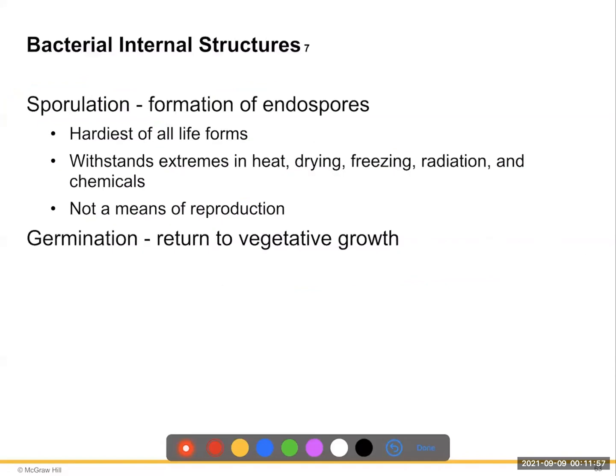Formation of the endospore, they're the hardiest of all life forms. They withstand extreme heat, drying, freezing, radiation, chemicals. They don't die. But we can kill them. But they are not a means of reproduction.